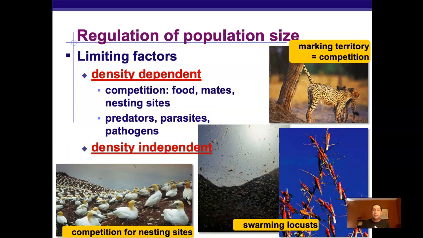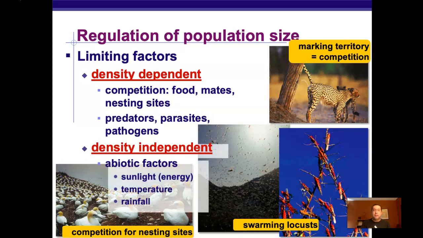Density independent are mostly abiotic factors. So things like sunlight, temperature, rainfall, they're going to affect the populations regardless of how dense they are. Also, natural disasters would be part of density independent limiting factors.